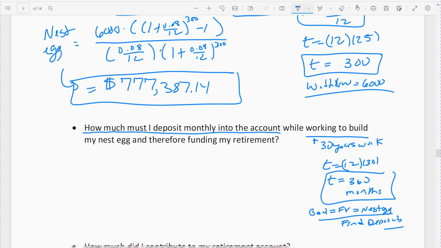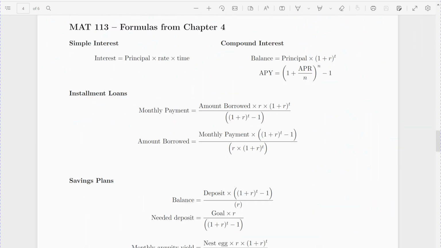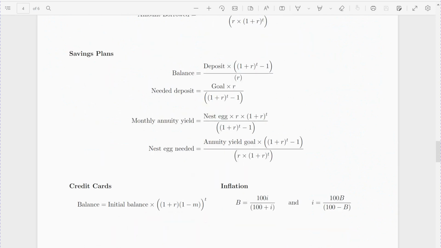So we're setting up the first formula, the accumulation formula. If you go look at the formula sheet, it's the first set of formulas. It's actually the second one listed on the formula sheet. It's this one here, right? I need to figure out what I need to deposit monthly in order to reach my goal, which was my nest egg, to make the magic happen. So that's the formula that we need.